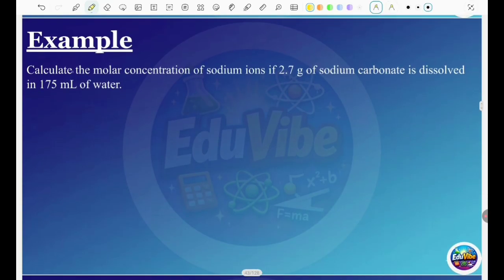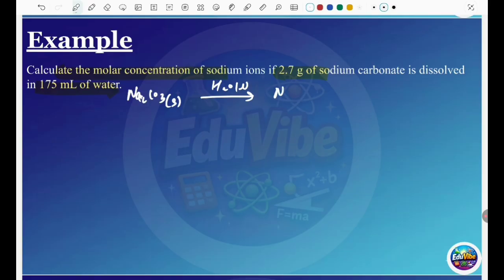So we have to calculate the molar concentration of the sodium ions if 2.7 grams of sodium carbonate is dissolved in 175 ml of water. This is the same kind of question. So in this, we have sodium with the sodium carbonate. Sodium carbonate, Na2CO3, is solid. In water, you will get Na+ aqueous plus CO3 2- aqueous. This should be 2.